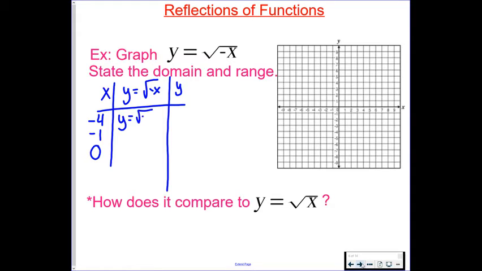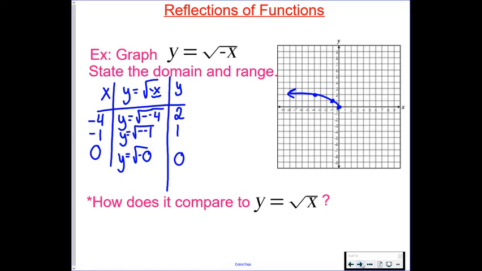Y equals the square root. Negative, my x is negative 4, which becomes just positive 4. The square root of 4 is 2. Y equals the square root, negative, then my x is negative 1. That makes a positive 1. The square root of 1 is 1. And y equals the square root of negative 0, which is just 0. The square root of 0 is 0. Let's graph it. Negative 4, 2. Negative 1, positive 1, and 0, 0. And that's what my graph looks like.